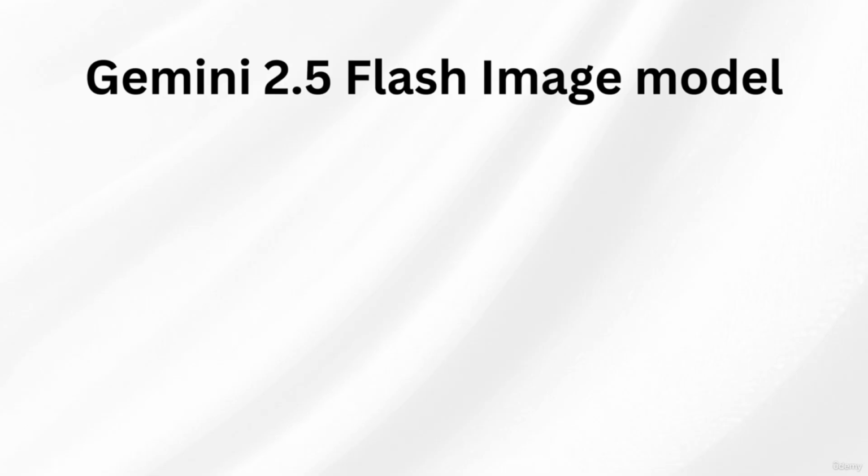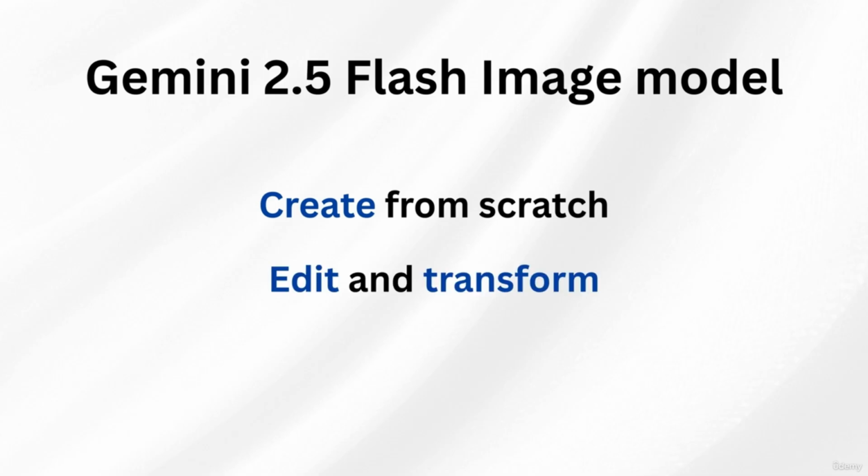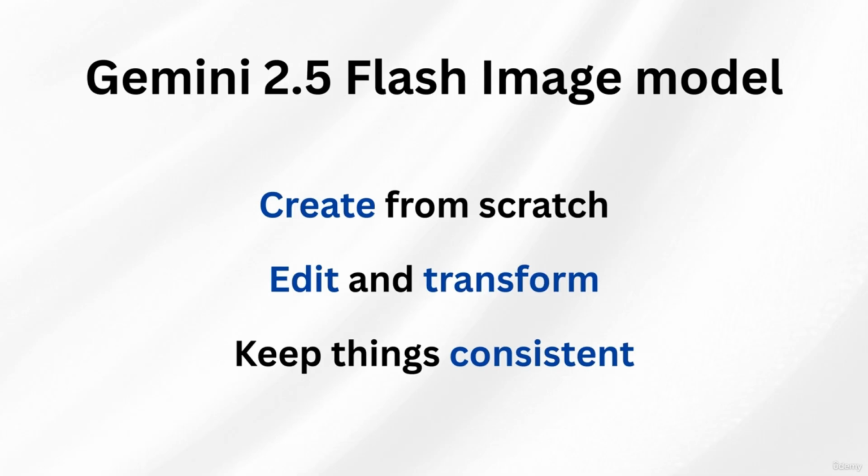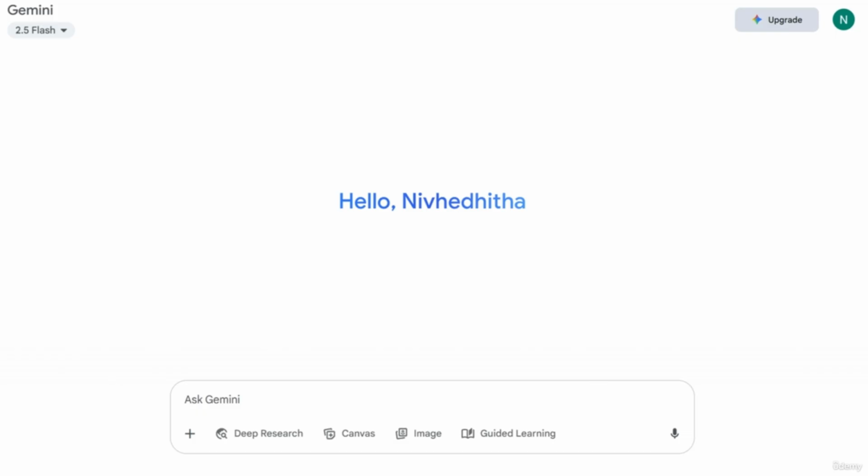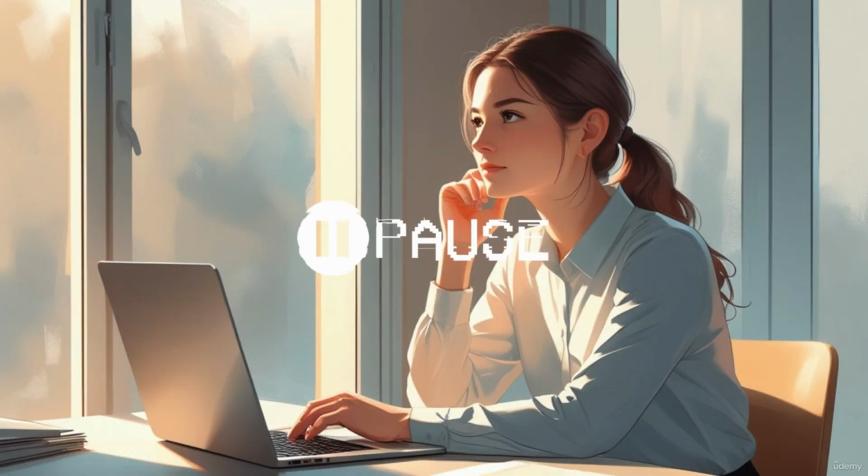We will be using Gemini 2.5 Flash image model, popularly called the Nano Banana model, for image generation. Here's what makes it special. It can create images from scratch. It can even edit and transform images. And it can even keep things consistent. All you need is a Google account to get started, and you will be creating visuals and writings in no time. Quick pass. Think about one image you would love to make right now.